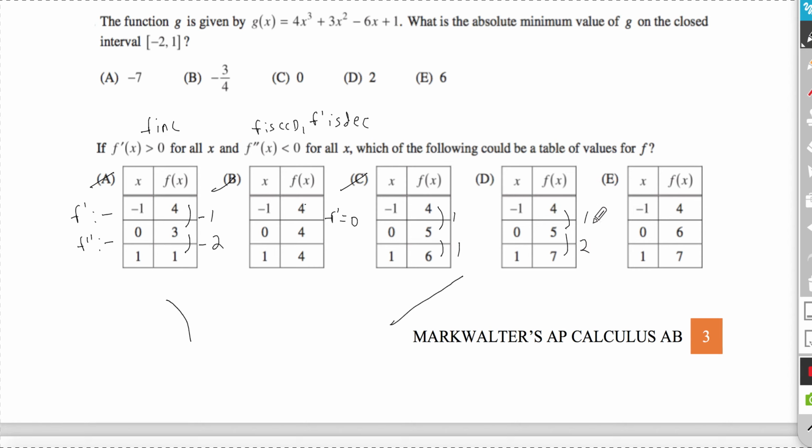4 to 5, we increase by 1, then we increase by 2. So looks like, yes, f prime is positive. Our slopes are positive. We're increasing, yes. Increasing by 1, then we're increasing by 2. We're increasing, but we're increasing faster. Our rate of increase is increasing each time. Here, increasing by 2, increasing by 1. So yes, f is increasing. The slope is positive. F is increasing, and it's increasing more slowly. That means f prime, our slopes here, are decreasing. This is what we want.